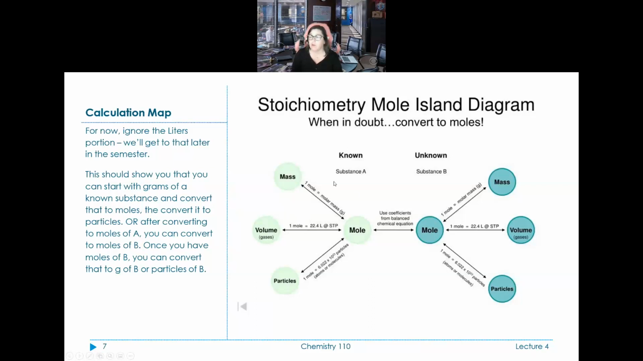Once I have moles of substance A, then I can use the coefficients from the balanced equation to get from moles of A to moles of B. And that B could be another reactant, or it could be products. It doesn't matter. And of course, once you've got moles, you can go to the mass of that material, or to the number of particles of that material. So that's how we're going to look at it from now on.